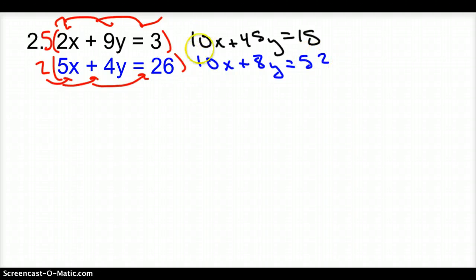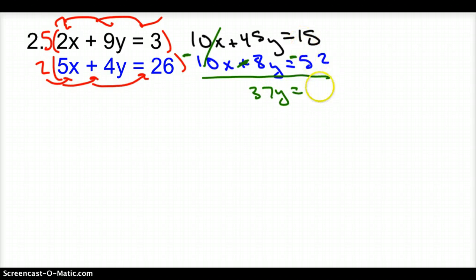Now again, do I want to add or do I want to subtract? I want to subtract, so I'm going to change all these signs. I'm going to make them opposite. So if they're positive, I'm going to make them negative. If they're negative, I'm going to make them positive. So now we subtract: 10x minus 10x, gone. 45 minus 8 is 37. Y equals 15 minus 52 is a negative 37. So y is a negative 1. So there's part of my solution.